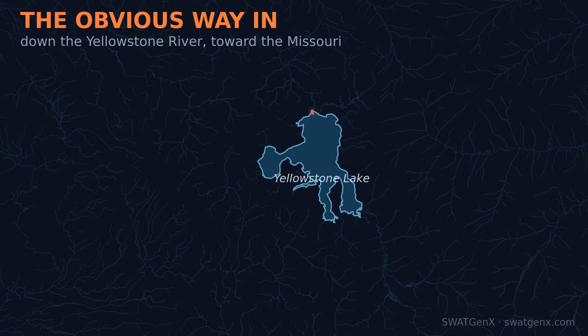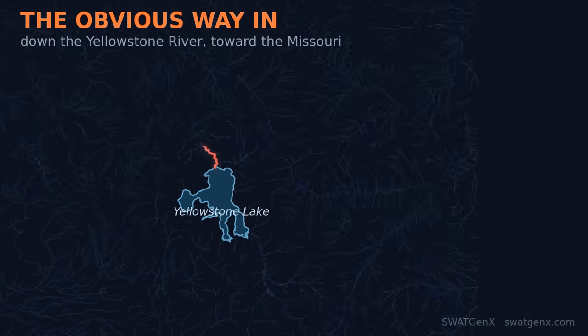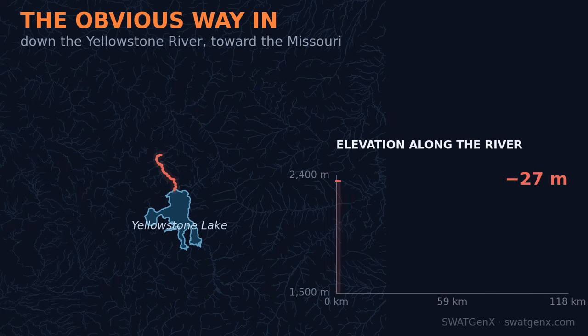Here is the obvious way in. Water leaves the lake as the Yellowstone River and runs north toward the Missouri. So a fish from the plains should simply be able to swim up it. Let us measure that climb. Reading elevation for every reach of the river, one after another.